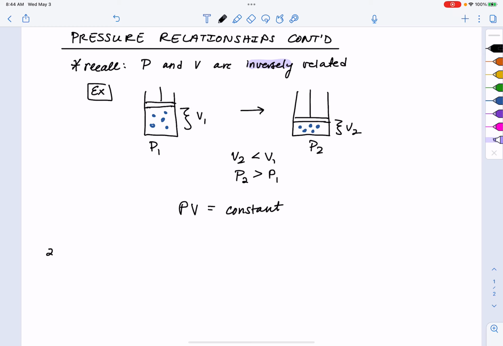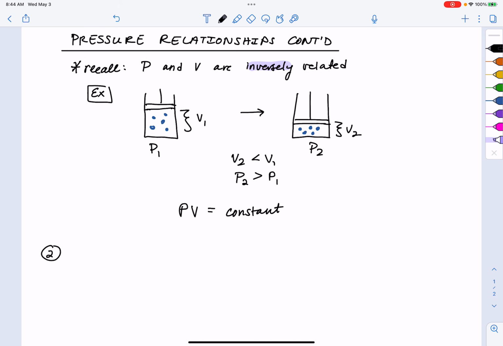So that was looking at pressure and volume. What else? Let's ask ourselves, what other things could affect the number of collisions and thus the pressure of a sample of gas particles? So let's think about pressure and temperature.